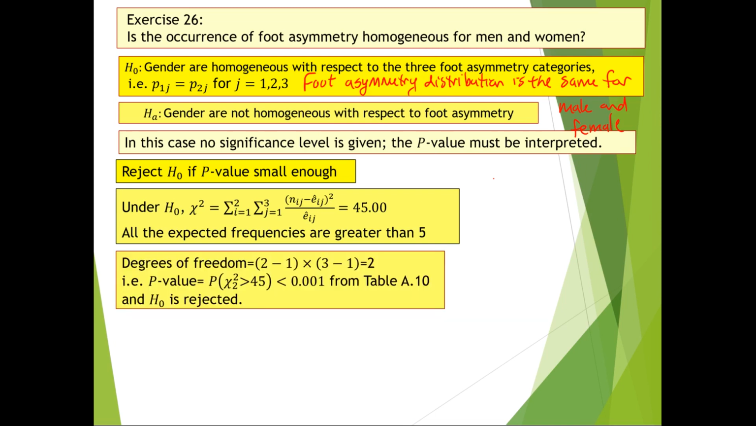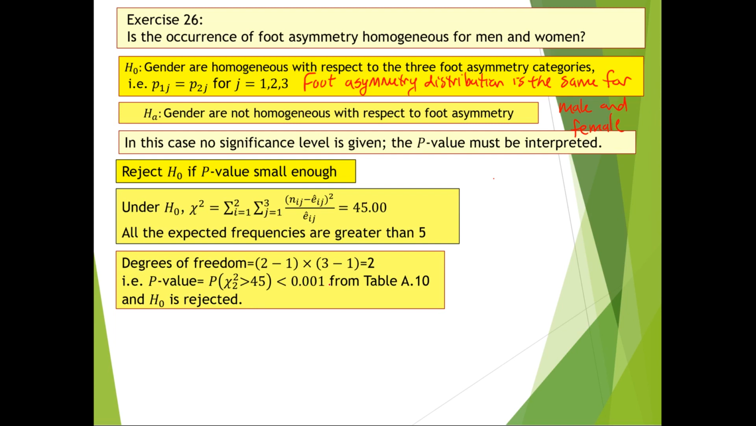Our degrees of freedom is equal to (I minus 1) times (J minus 1), which is 2 minus 1 times 3 minus 1, which is just 1 times 2, and that's 2. For the p-value from table 8.10, you will see that 45 is larger than the largest value in that column, or row, whatever it is, and the probability associated with that is 0.001.